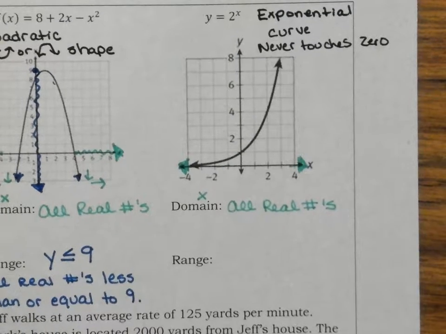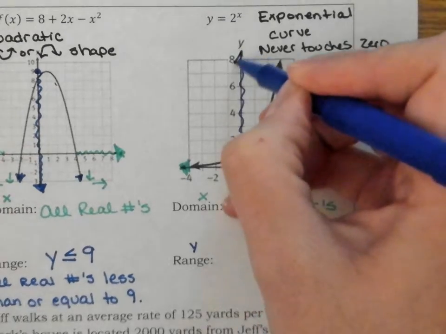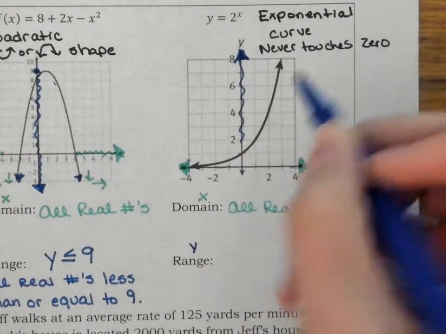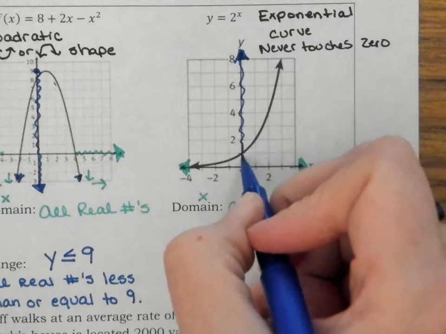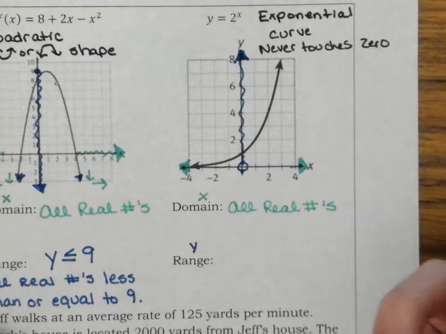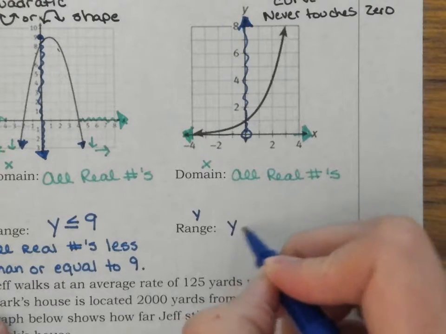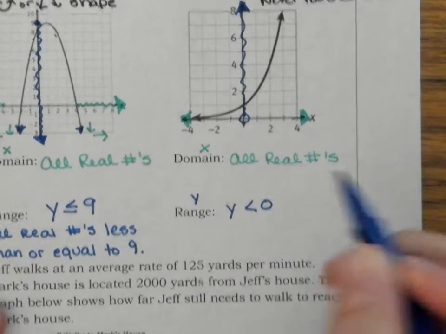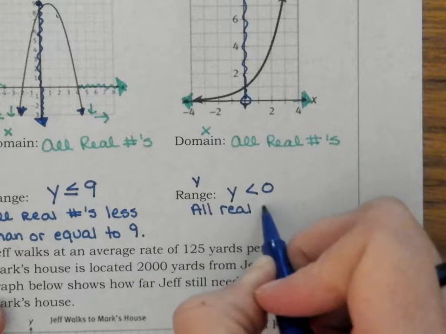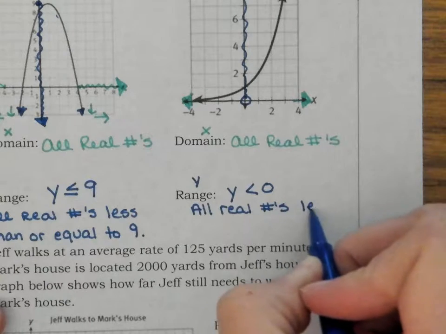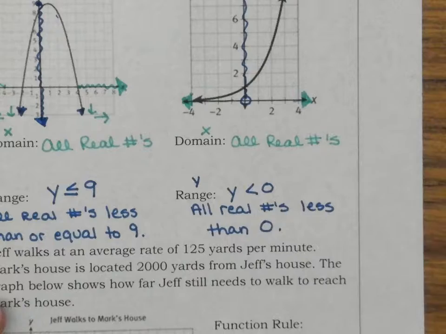And then the range is your y values, and it's easy to see that your y values are going up forever. But I just mentioned that even though it looks like it's going down forever, it's only going to come to the 0. It's actually never going to touch 0. So your range is y is greater than 0. So it would look like this in words, all real numbers greater than 0.